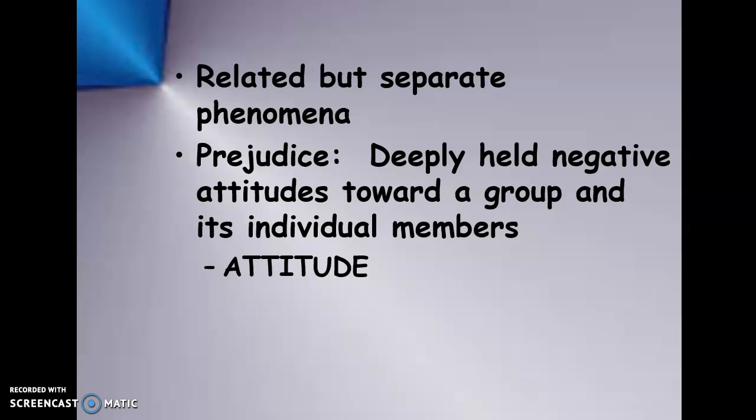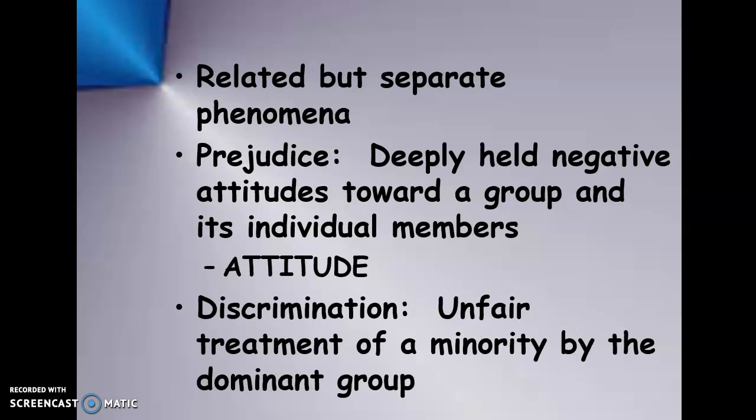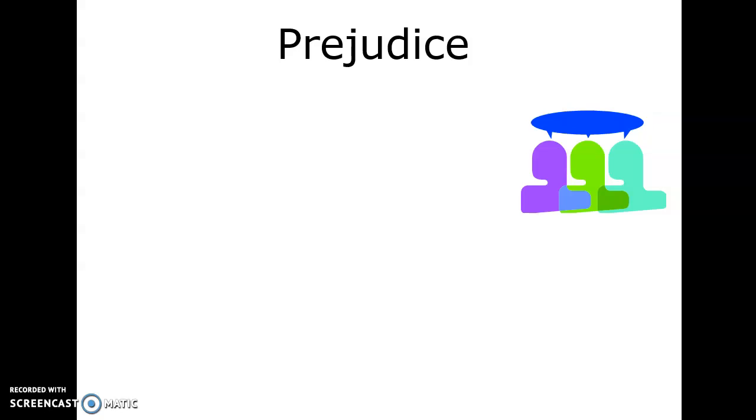feeling at that moment. On the other hand, discrimination is actually unfair treatment of a minority group by the dominant group. It's acting upon those opinions that people have when they are prejudiced. So while prejudice is an attitude, discrimination is a behavior. We can definitely identify discriminatory behavior when it happens. So let's look at these two things a little bit more in depth.